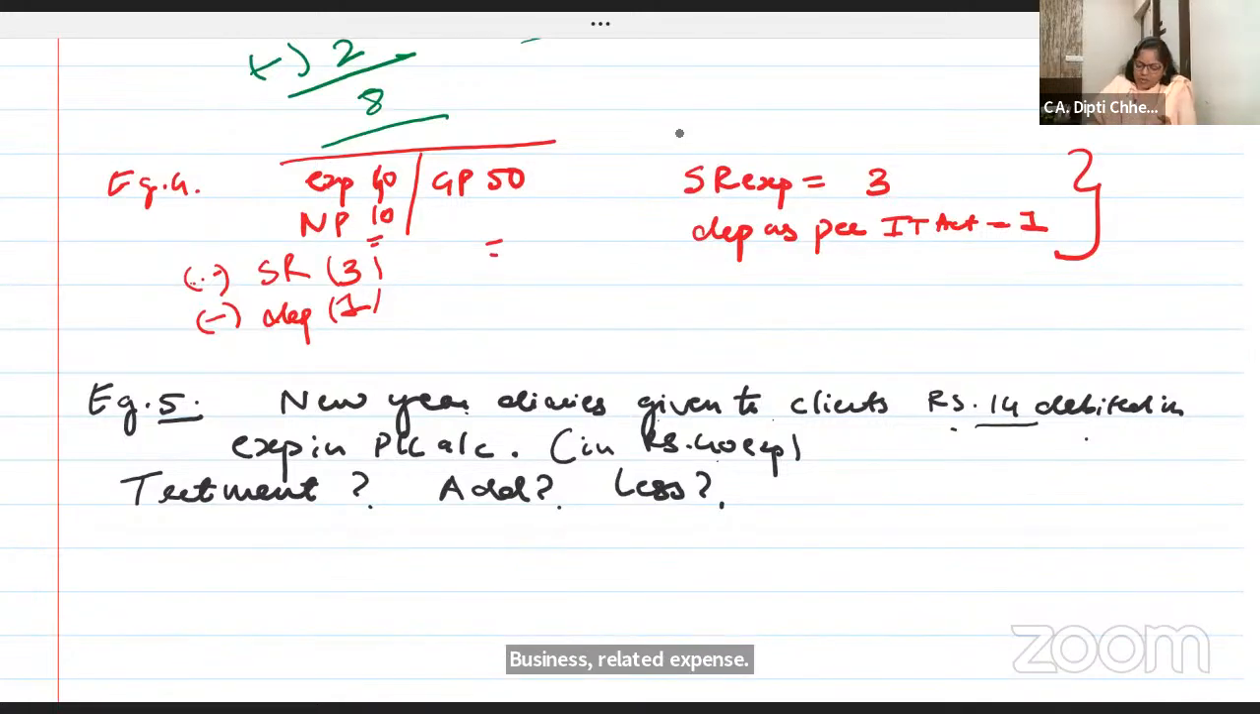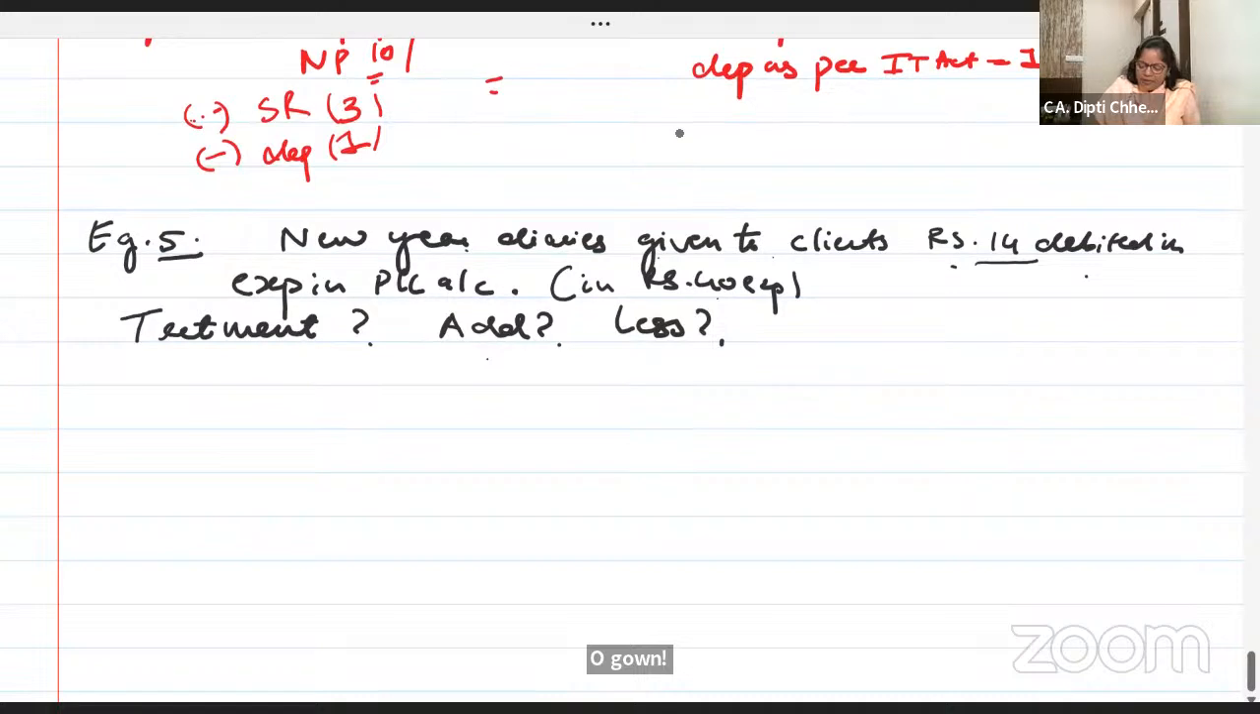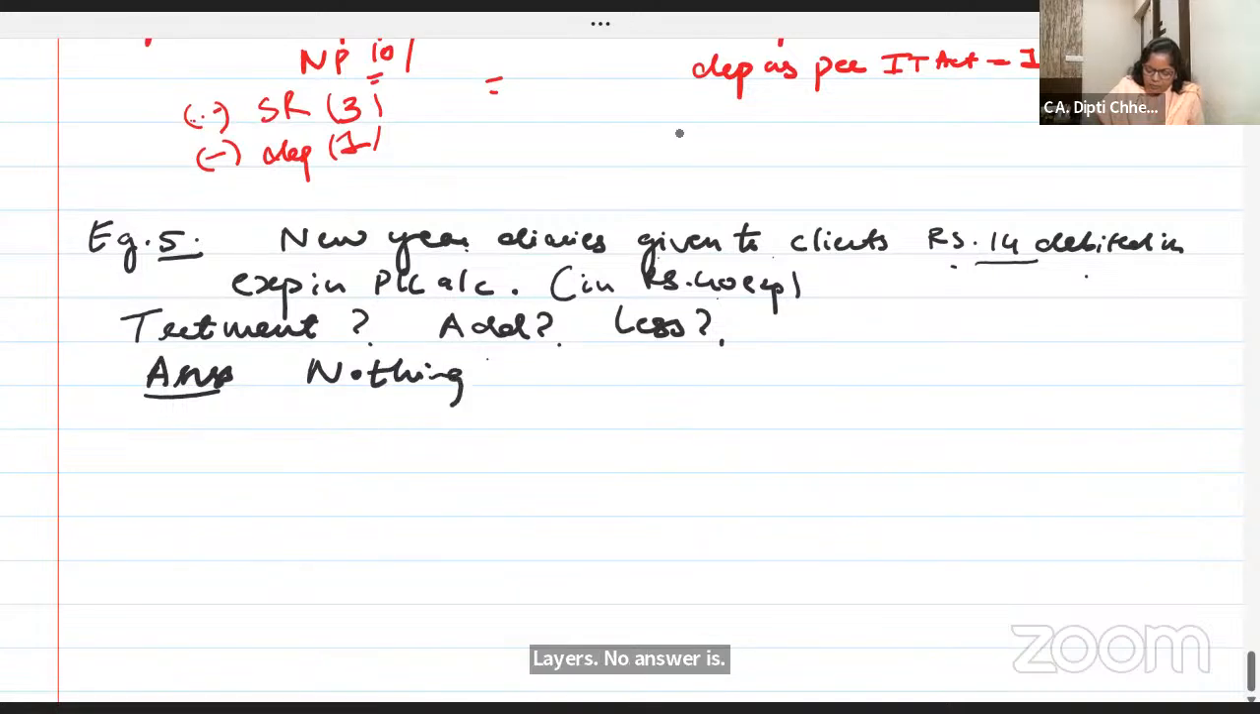Done. So what do I have to do? Add? Less? No. The answer is nothing. Nothing you have to do. Ignore with a note. Ma'am, this seems like a joke, why are you highlighting it so much?